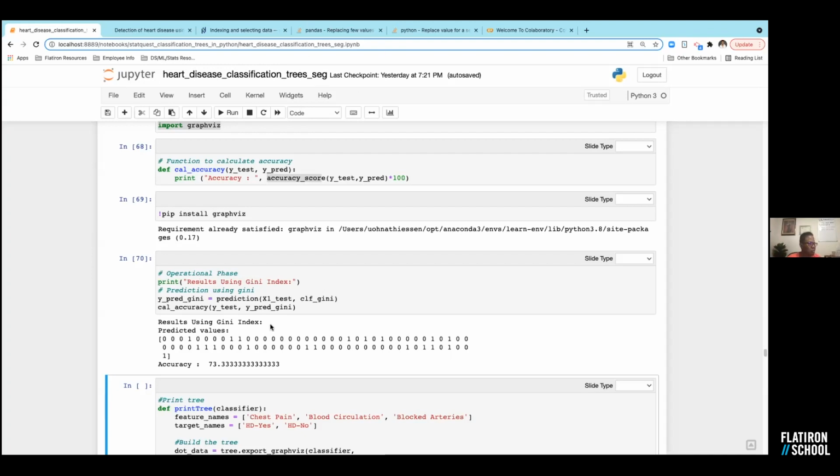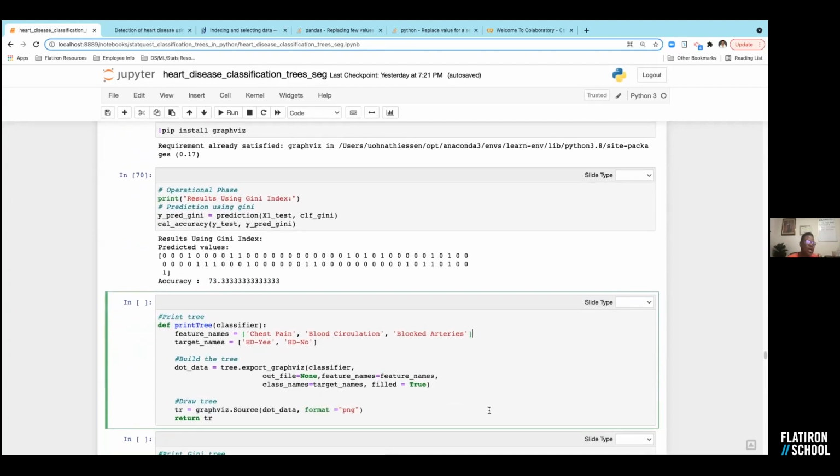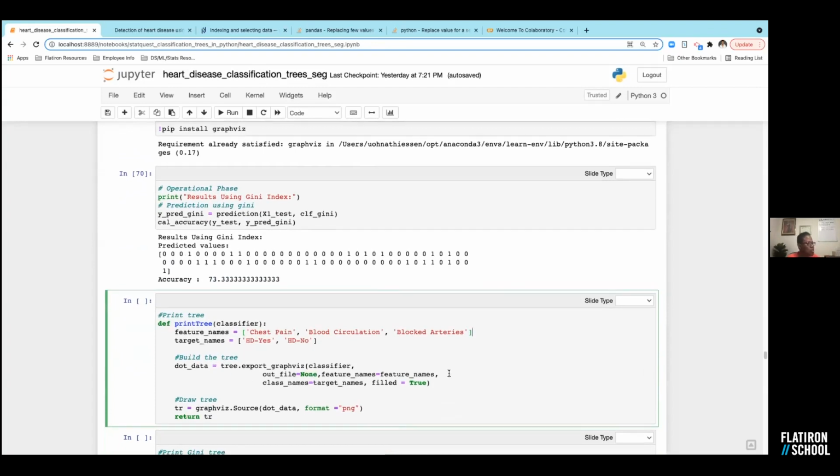So these are some of the predicted values. And here we see that our model essentially has a 73% accuracy in terms of predicting heart disease. So in 73% of the cases, it is making the right prediction, whether that is for heart disease or not. And so now we want to actually print out our tree.